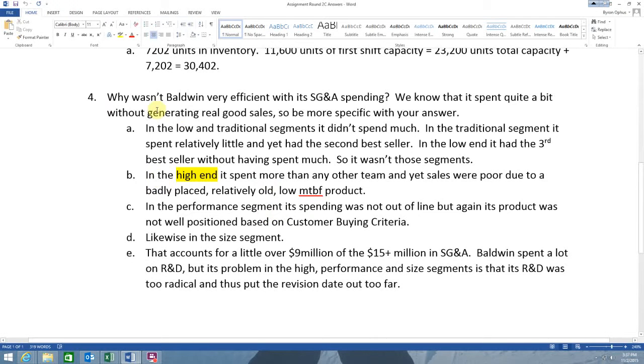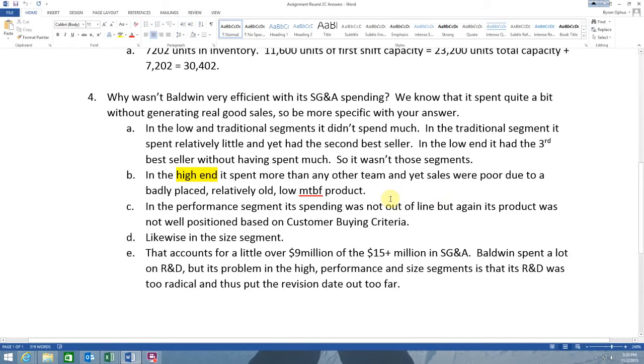Well, and I probably got a little bit wordy here, but in the low and traditional segments, it really didn't spend that much. And in the performance segment, it was not out of line. And I think in the size segment, that's true. Now, in the high end, it did spend more than any other team, and yet sales were poor due to a badly placed, relatively old, low MTBF product.